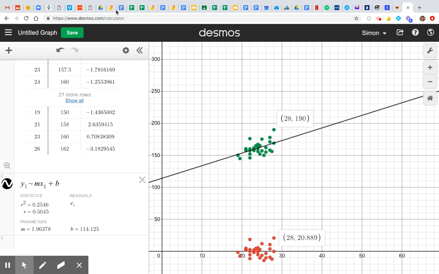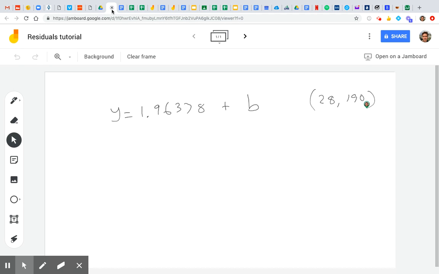So I'm going to flip over to Jamboard here, and here's the math you do. You plug in 190 equals 1.96378 times 28 plus b. By the way, if I run out of time, I'm just going to make a second video, and maybe I'll get fancy and edit it together. Or maybe not.